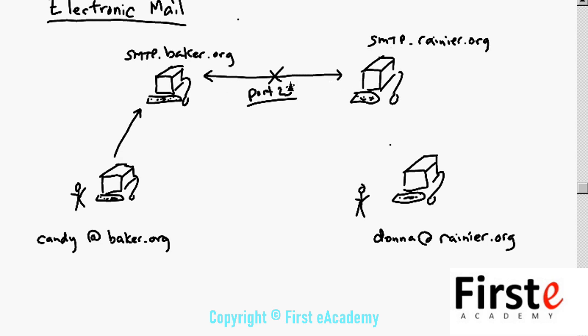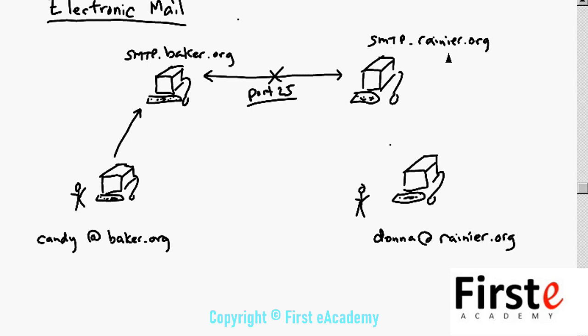Well then Rainier.org says, all right, send me the message, it acknowledges the request, closes the connection, and now Rainier.org has the message, and the local delivery agent delivers it to Donna's mailbox. So those are the two most common things that can happen. Either you're sending to some non-existent user, or some mail server along the path is broken and is not working.